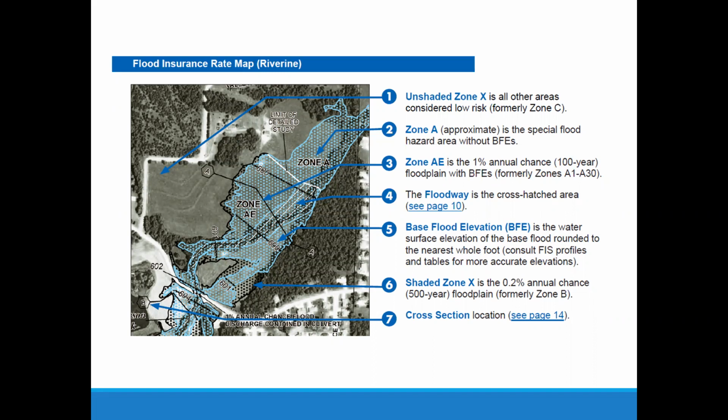It's in white. And then the base flood elevation, again, they're rounded numbers, so we don't use them from the actual map. We would go to the flood insurance study. As it says there, consult the flood insurance study profiles and the tables for the accurate elevations. Again, shaded zone X here, it's drawn in black as the 500-year floodplain, and then the cross sections there. So basically the same thing.